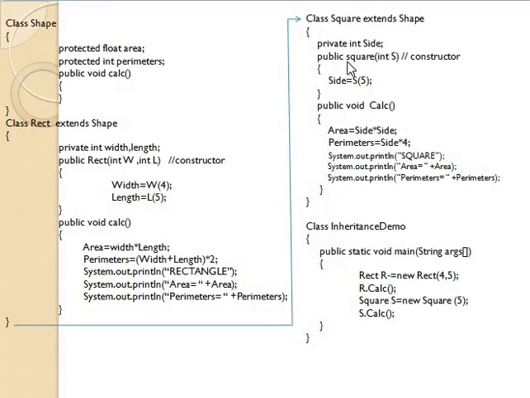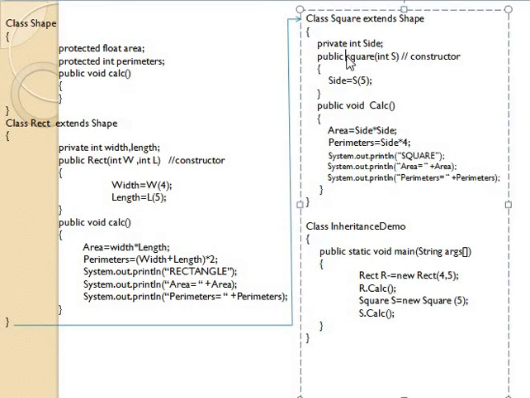Then they have declared two member methods. The first one is public square, with s as the argument of type int, and the second one is public void calci. Now look at the first member method. The name of the first member method is square, and since it resembles the name of the class, that's why this type of member method is known as the constructor. I have specified it using a comment line.